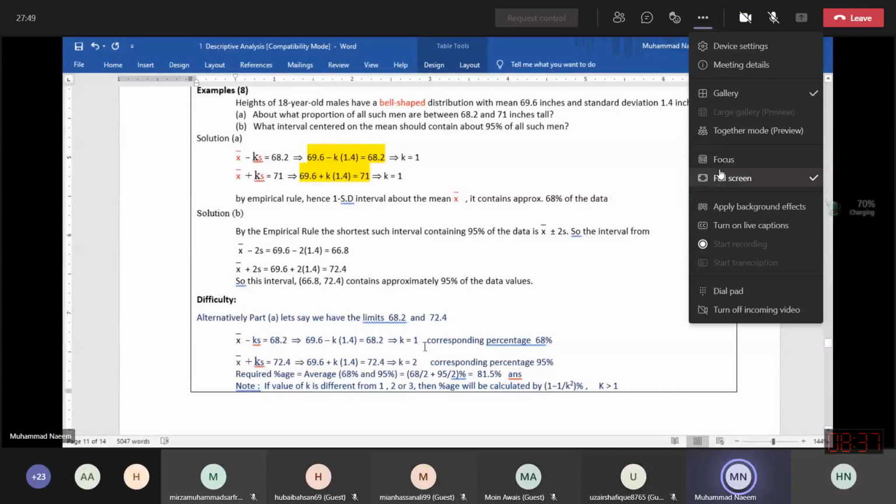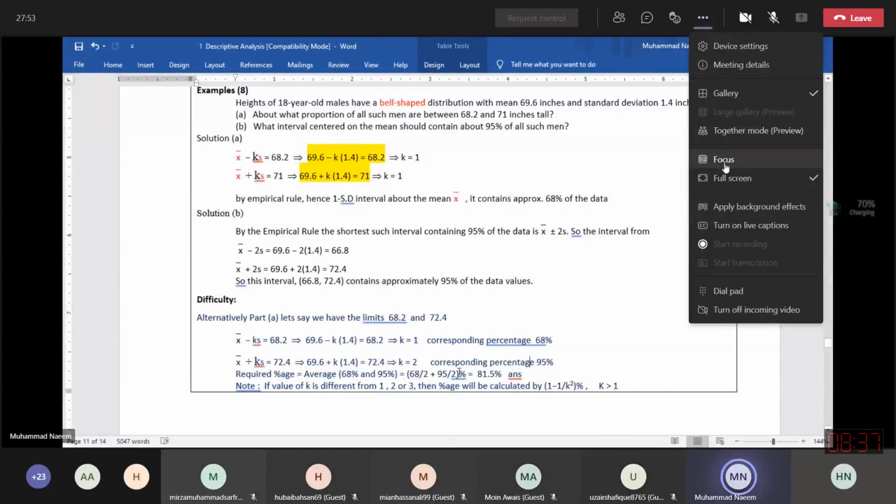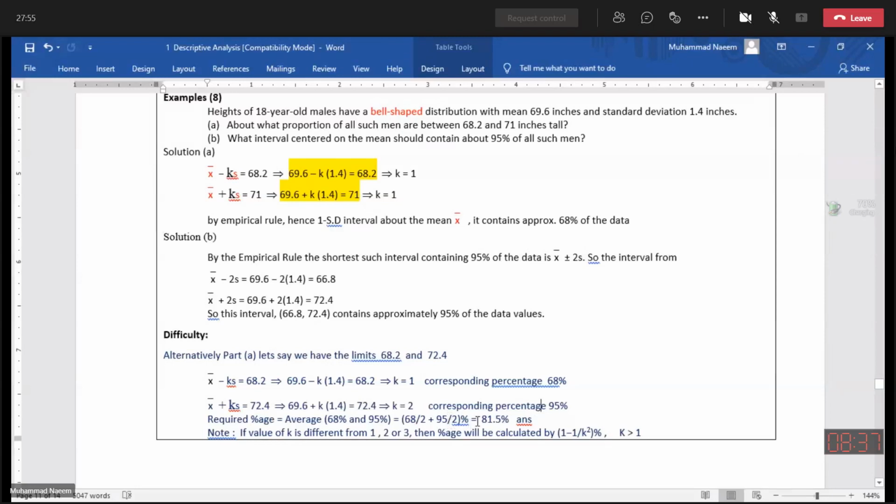So half of 68% and half of 95% is added. So finally we have approximately, remember, when you apply the empirical rule, always you have approximate data.